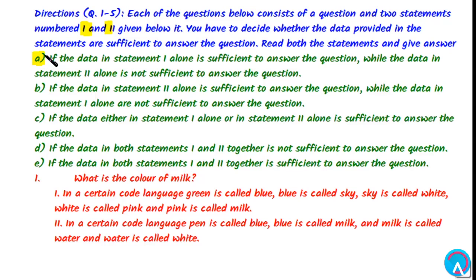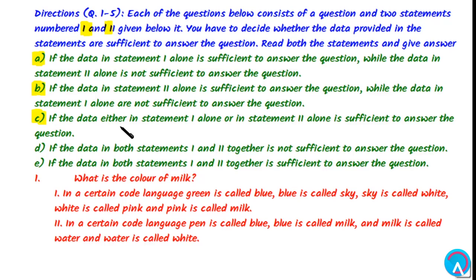Answer will be A if the data in statement 1 alone is sufficient to answer the question, while the data in statement 2 alone is not sufficient to answer the question. Answer will be B if the data in statement 2 alone is sufficient to answer the question, while the data in statement 1 alone is not sufficient to answer the question.